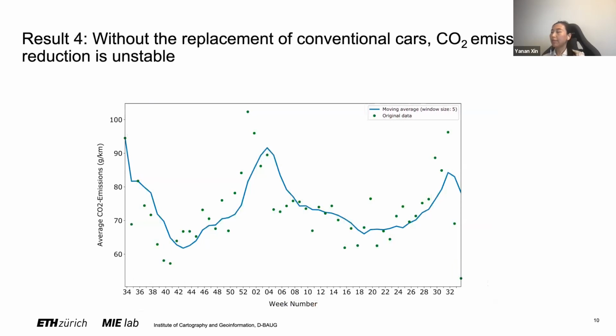So without the replacement of conventional car trips, the CO2 reduction from the second pilot study is not overall stable. This figure shows the average CO2 emissions of all users in the second pilot study over the tracking period. The blue line is again the moving average with a window size of 5 weeks. Users show a reduction in their CO2 emissions in general. However, the reduction is less significant compared to the first pilot study and not so stable.